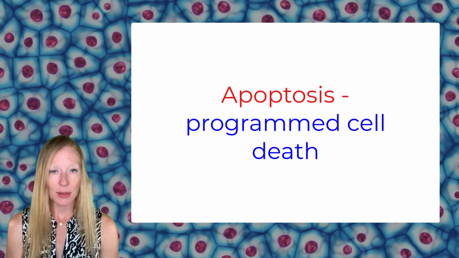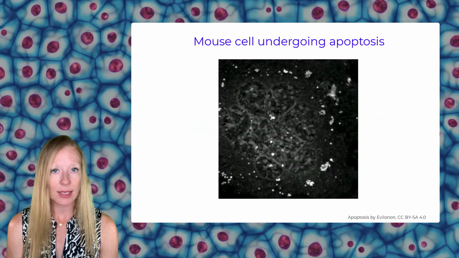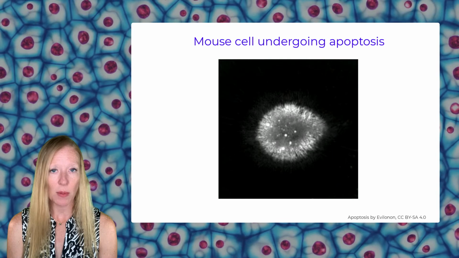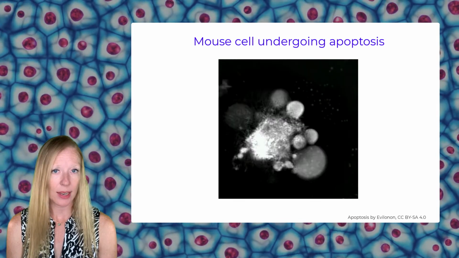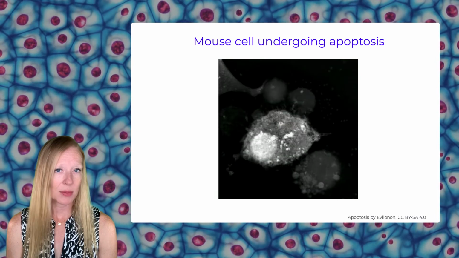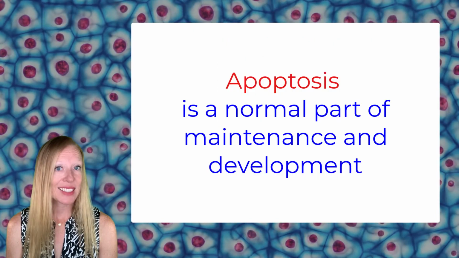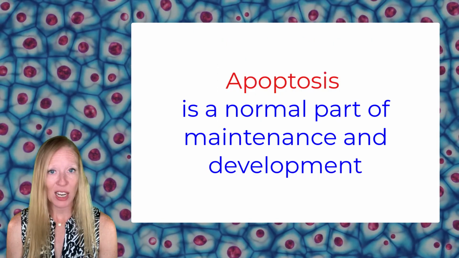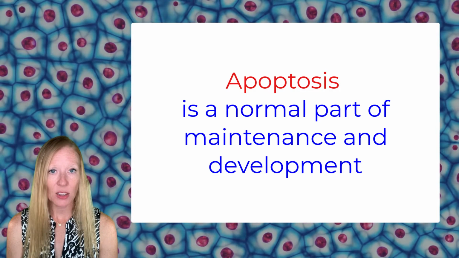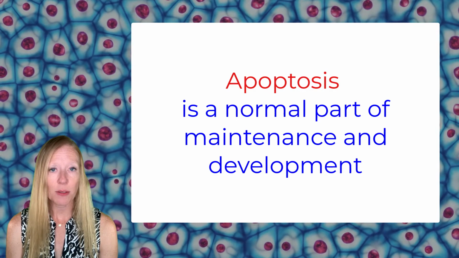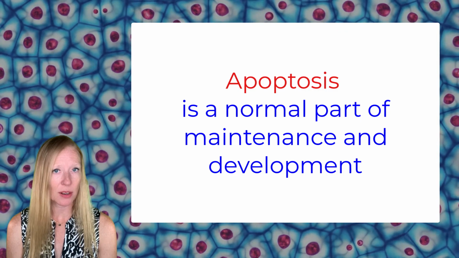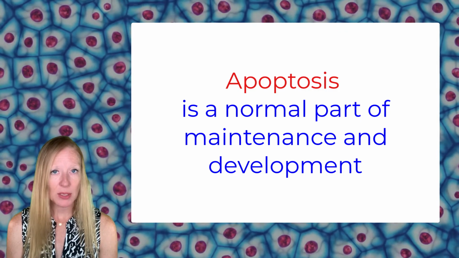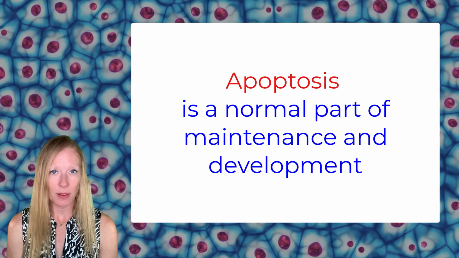The cell proceeds through a series of steps that result in it dying and fragmenting into small bodies, which are then engulfed and digested by phagocytes, which are immune cells. Apoptosis is not by any means a rare process. In fact, we estimate that in your body today, there are 50 to 70 billion, with a B, cells that will undergo apoptosis. Apoptosis is also a very normal part of development.